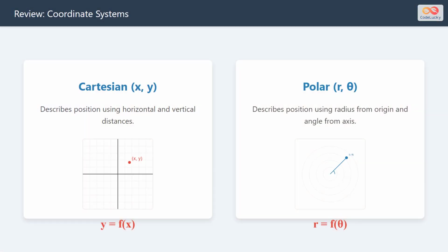First, let's quickly review our coordinate systems. On the left, we have the Cartesian system, where points are defined by a horizontal x distance and a vertical y distance. On the right, we have the polar system. Here, a point is defined by its distance r from the origin and the angle theta it makes with the positive x-axis.